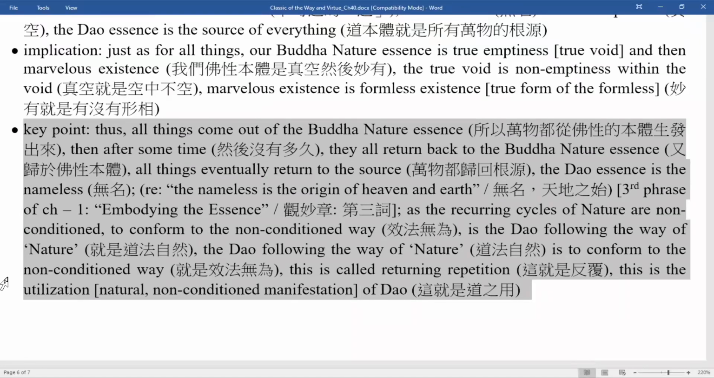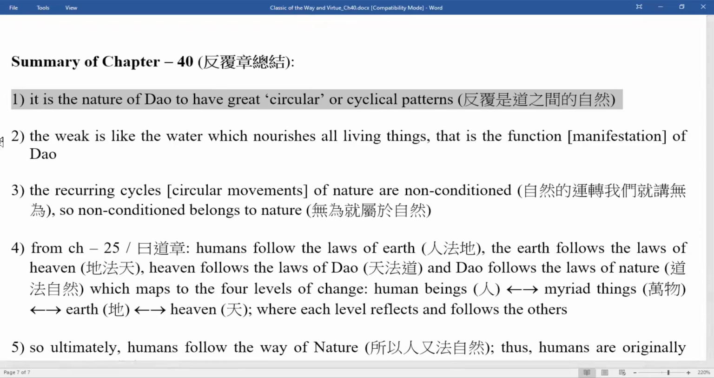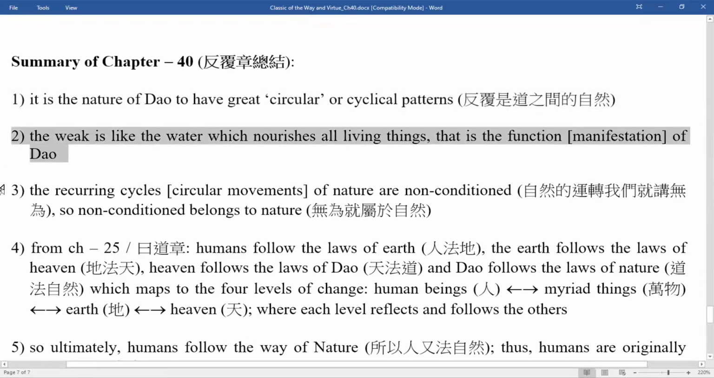Okay, I just want to go to the summary. It took an hour. So one, the nature of the Tao, actually it should say the manifestation of Tao, is to have great circular or cyclical patterns. That's the nature of the Tao manifestation. And the weak is like the water which nourishes all things. That is the function or manifestation of Tao. It's to nourish all things, or to provide for all things to flourish, like that valley.